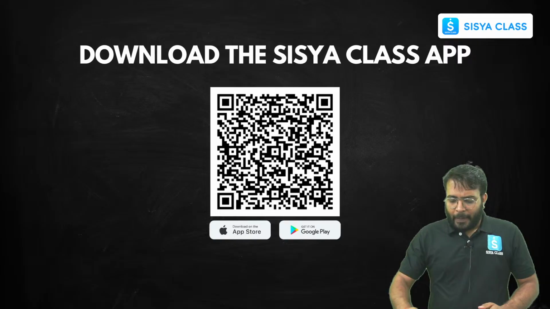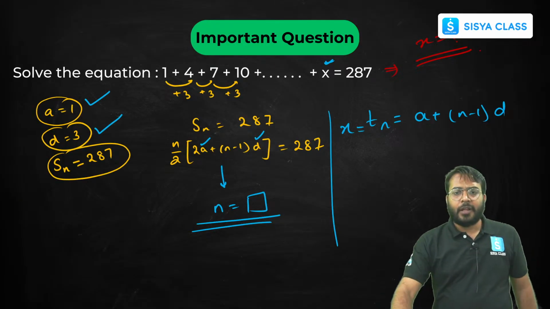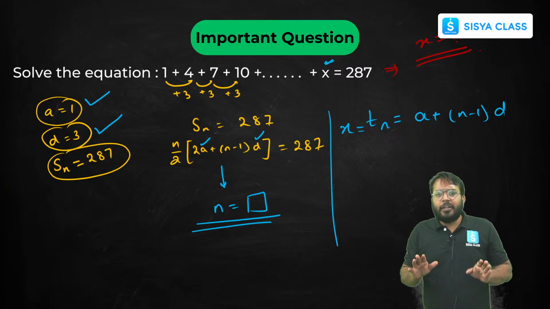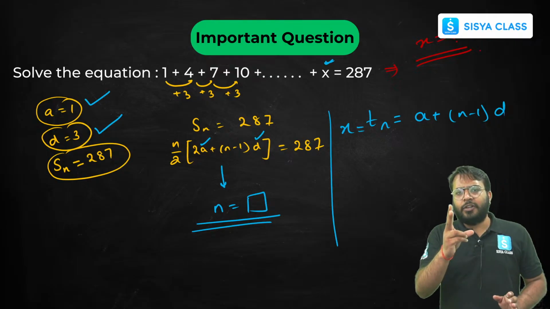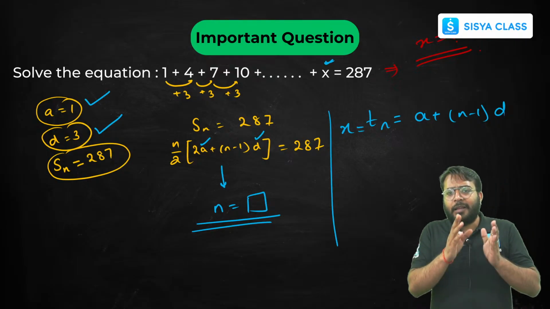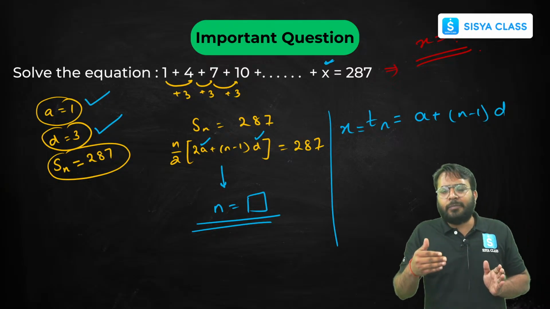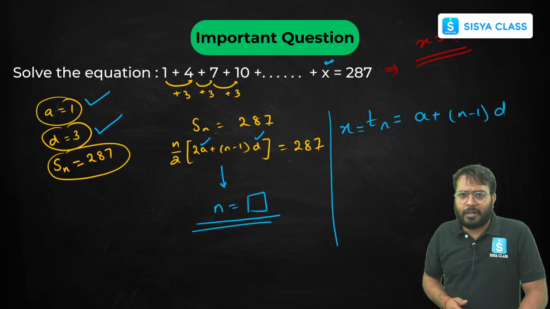Now, here we have completed this whole chapter. This chapter is very easy, and you can easily score 4 to 5 marks in your exam. You just have to use two formulas, the nth term and the sum of n terms, and go through some questions which are asked very frequently in board exams.